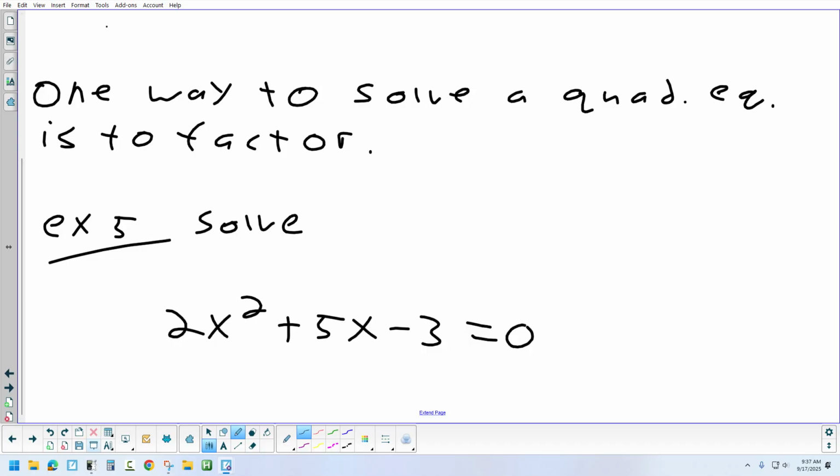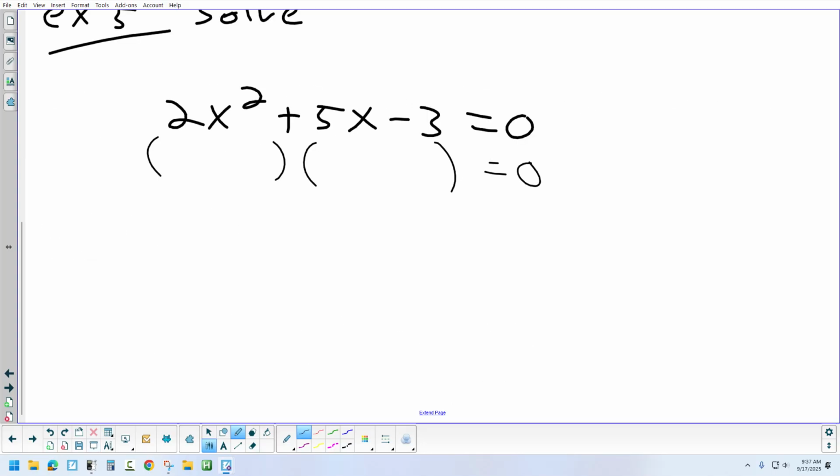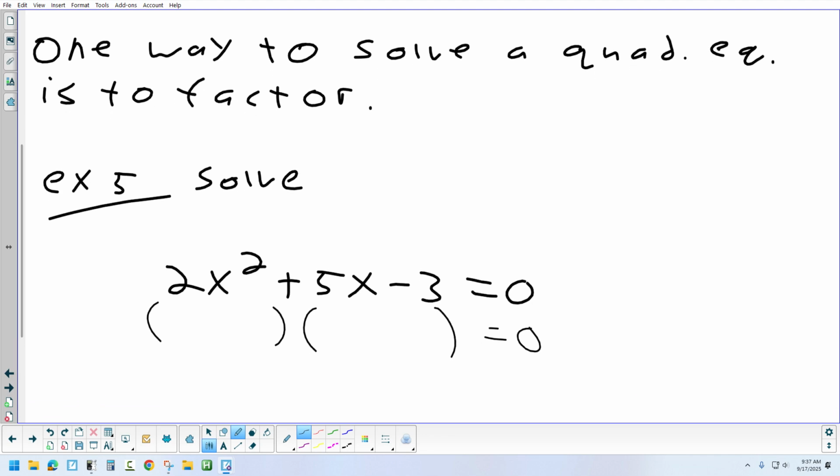All right. So 2x squared plus 5x minus 3 equals 0. What's going to be in the first term in each set of parentheses? Yeah. X. X and what else? I don't know. Vince? Maybe 2x. It has to be a 2x. Yep. 2 is a prime number, so the only way you can multiply two numbers to get 2 is 1 and 2. So you need a 1x and a 2x.